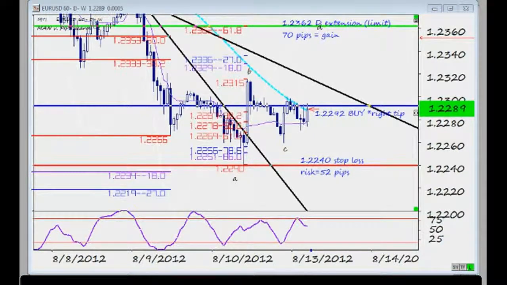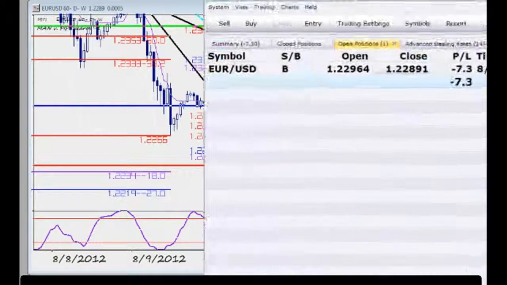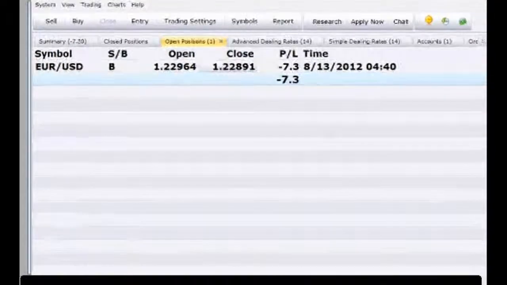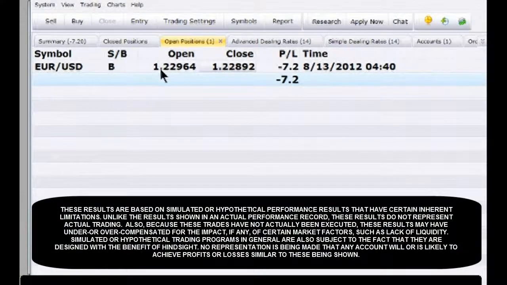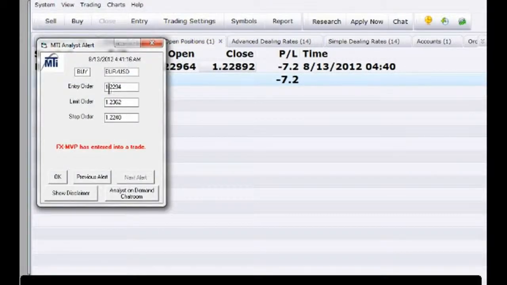Now, just to show you that I have placed a trade as well on the account here, you can see the open position here at the moment is to buy the euro dollar. I got taken in here at 122.96. So the alert went out here, as you can see, at 122.94.